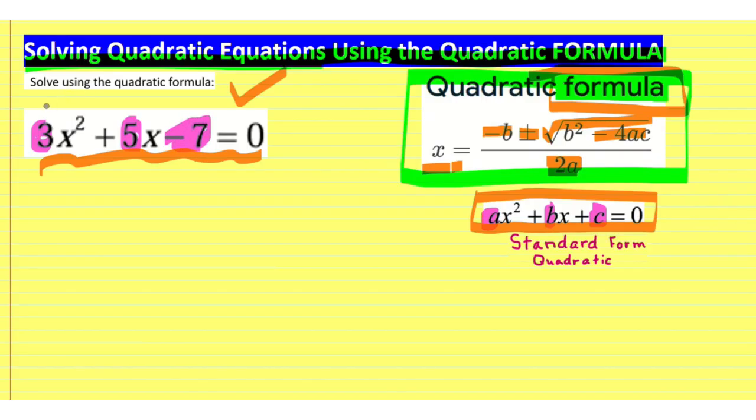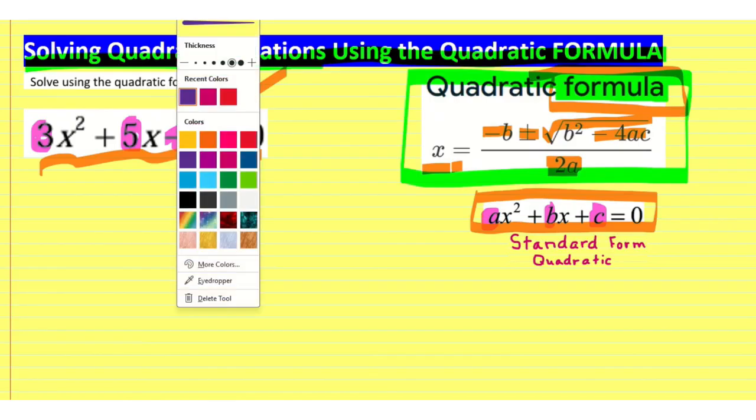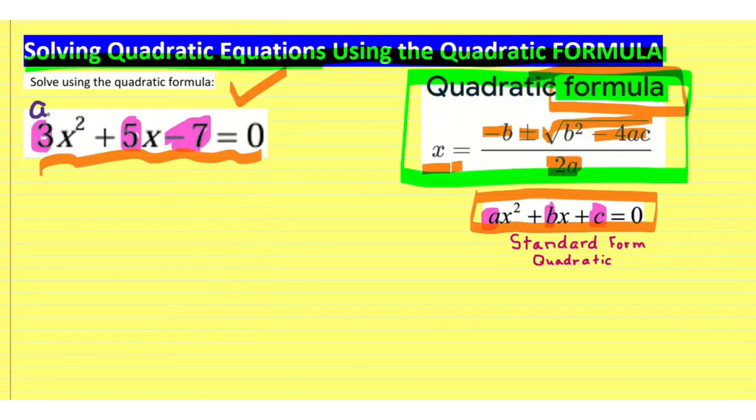So again, to reiterate, this is going to be our a. And I think my marker is a little bit too chunky. Let's move it down a notch or two. Okay, so that is going to be our a value. Our 5 is going to be our b value, and our c value is going to be negative 7.